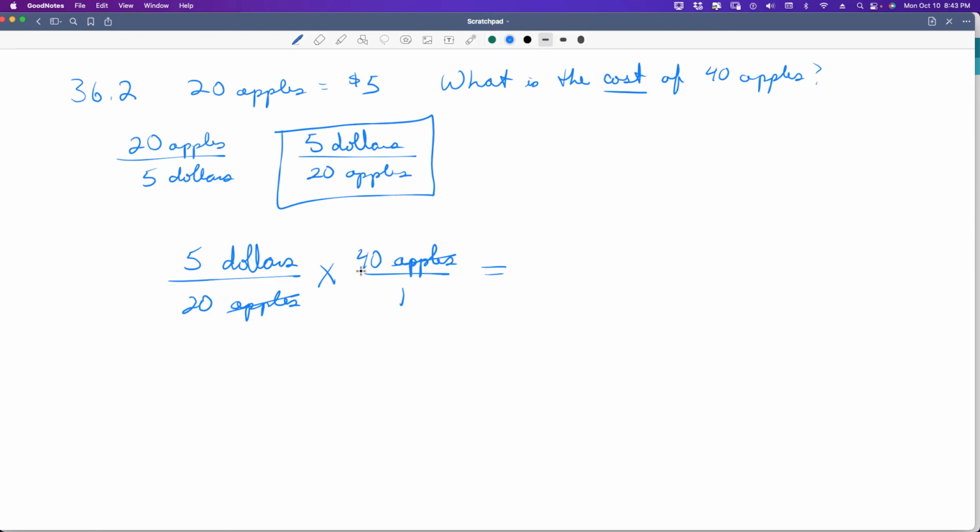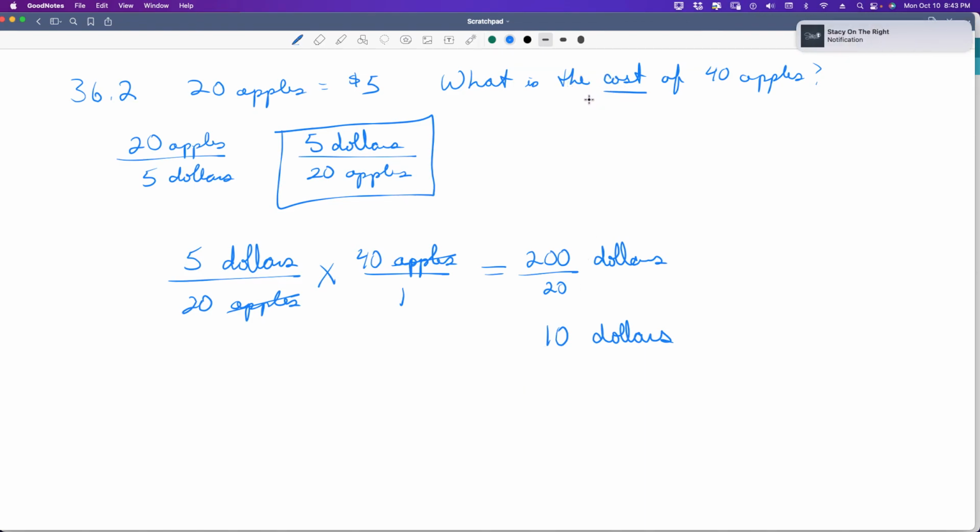5 times 40, that's going to tell us how many dollars. 5 times 40, that's $200. And that 200 is divided by 20 times 1, which is 20. So 200 divided by 20 is 10, and we bring down our unit of measure, and that is dollars. Okay, so 40 apples would cost us $10, and that is how we would do those types of problems.